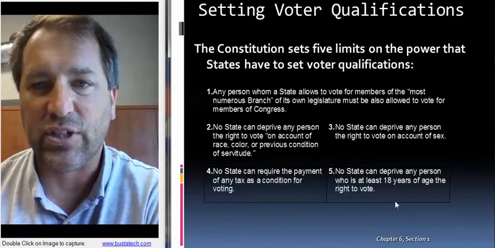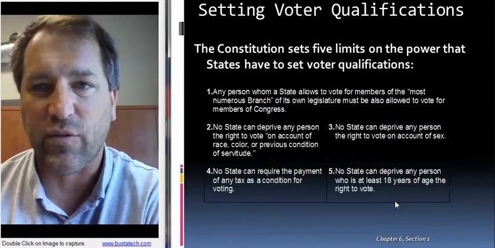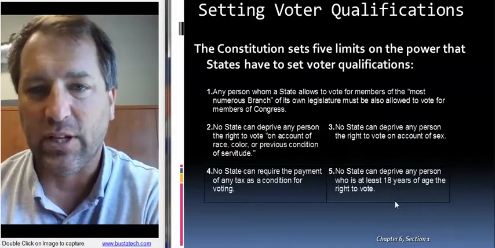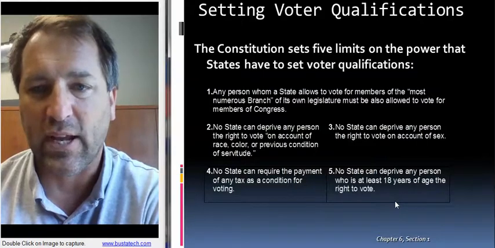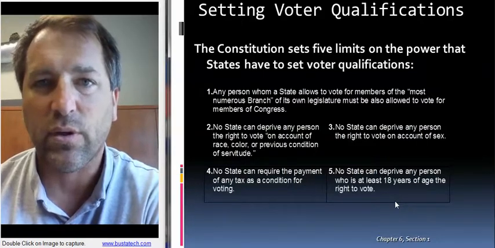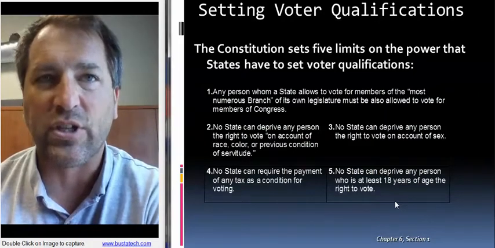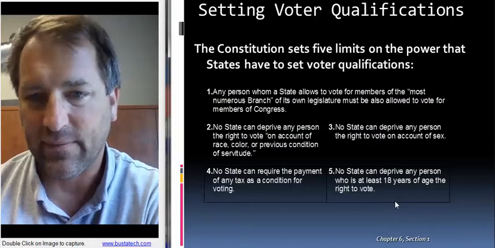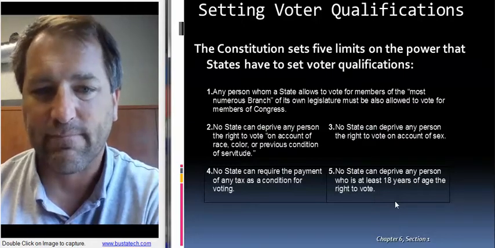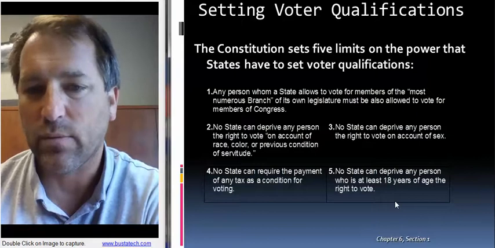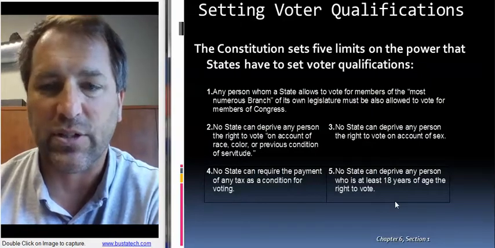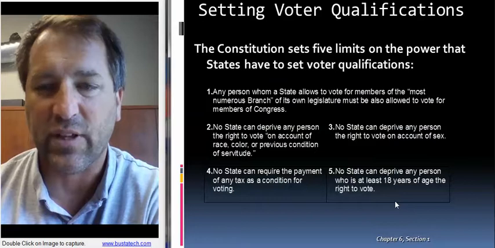The Constitution sets 5 limits on what the states can do as far as qualifying voters. Any person who a state allows to vote in the most numerous branch of its own legislature, in this case those who would go to Lansing and serve, must also be allowed to vote for United States Congress. You cannot deprive persons of the right to vote based on their race, color, or if they were once a slave, or on their sex, or require any kind of payment to vote, or restrict them because of age if they're at least 18.